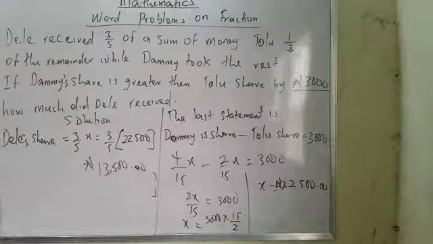Now, that is all you need to understand. That is all about that. You can get the ones for Danny, also Tolu and Dele. That is all about that. Now, another question.